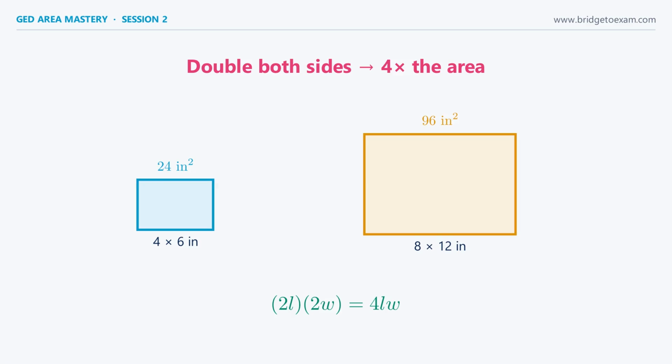One more idea. Double both dimensions, and the area doesn't double. It quadruples. A photo enlarged from 4 by 6 inches to 8 by 12 goes from 24 square inches to 96. 4 times, because 2 dimensions each doubled.